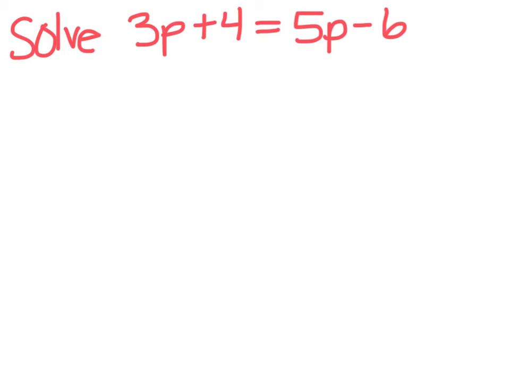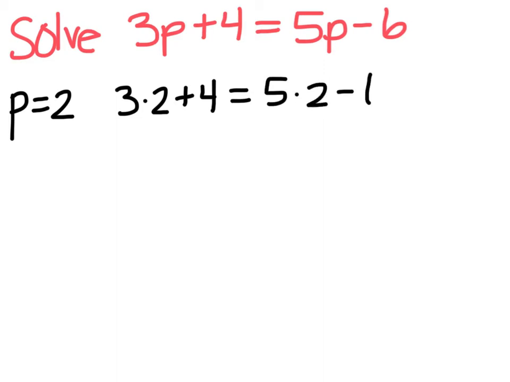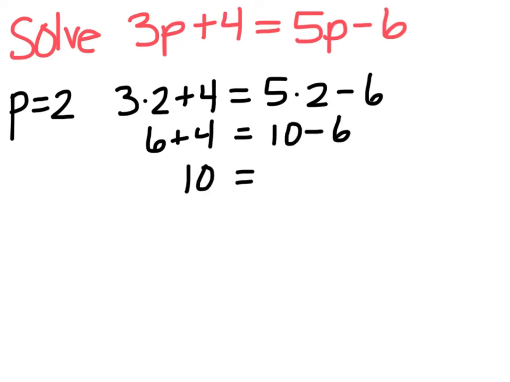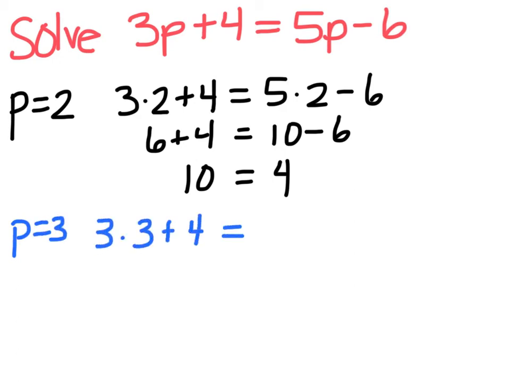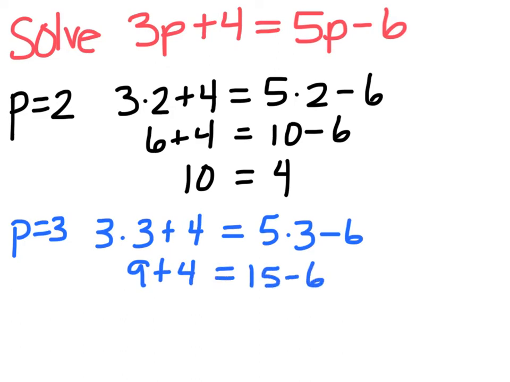If p equals 2, then we have 3 times 2 plus 4 equals 5 times 2 minus 6, or 6 plus 4 equals 10 minus 6. I can already see this isn't going to work. So 2 is not the right answer. Let's try if p equals 3. Then we have 3 times 3 plus 4 equals 5 times 3 minus 6, or 9 plus 4 equals 15 minus 6. 13 does not equal 9.